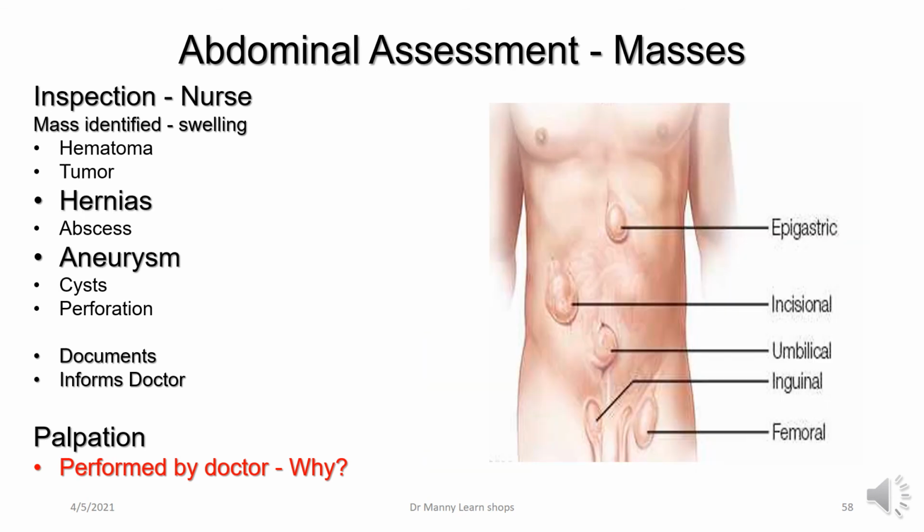Inspection for masses. Your role is to inspect. Palpation is performed by the doctor for the same reasons that I said. Your role is to identify the distension, which could be a hematoma or a tumour. It could be a hernia or an abscess. It could be an aneurysm, a cyst. There could be perforation. Your role is to identify, document and inform the doctor.